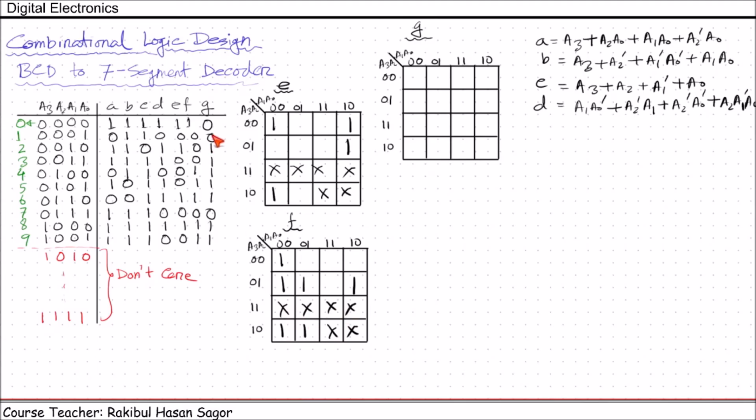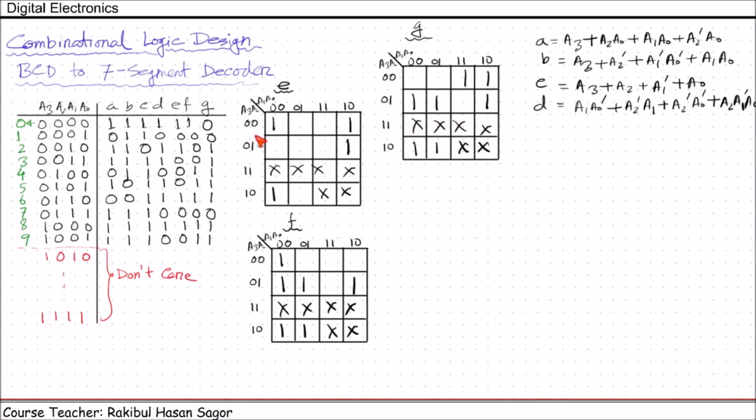Finally, for G, we have ones at 2, 3, 4, 5, 6, 8, 9. So 0, 1, 2, 3, 4, 5, 6, 8, 9. And these are the don't care conditions.